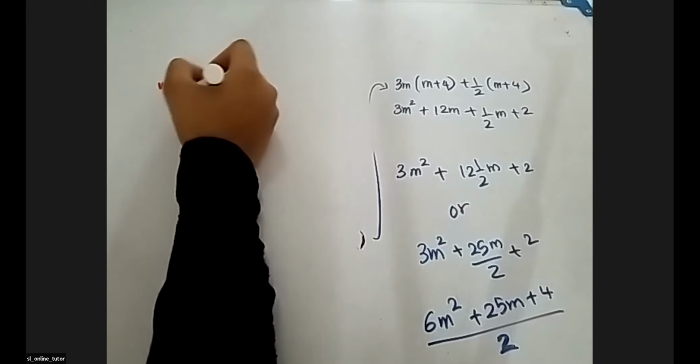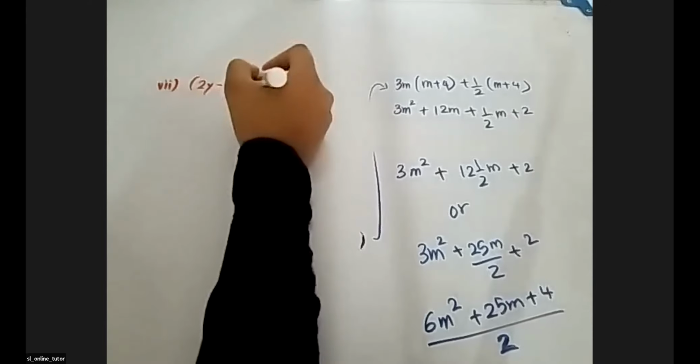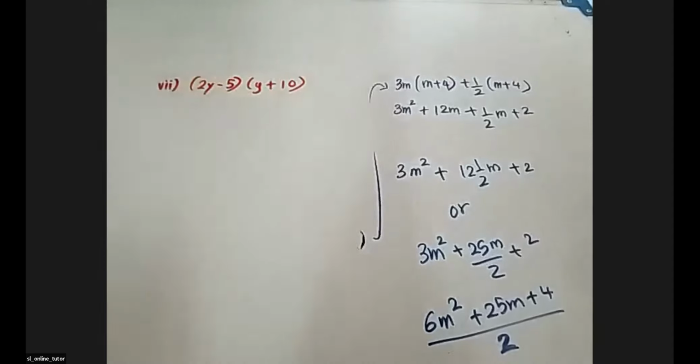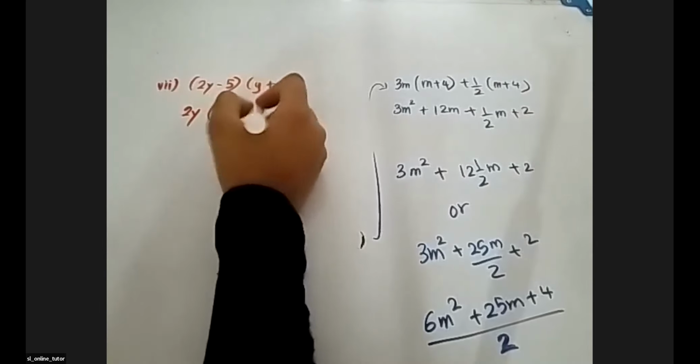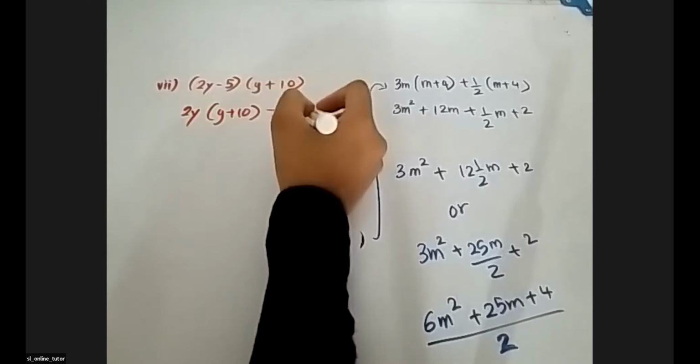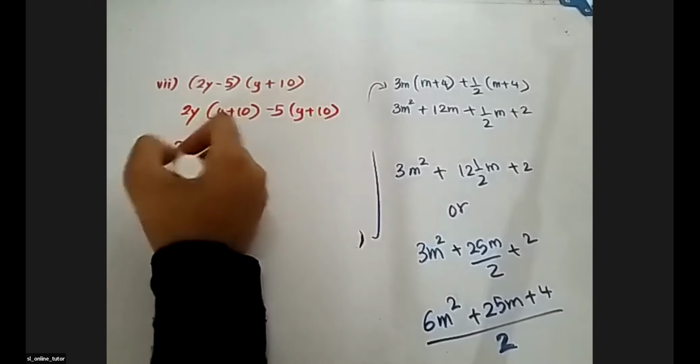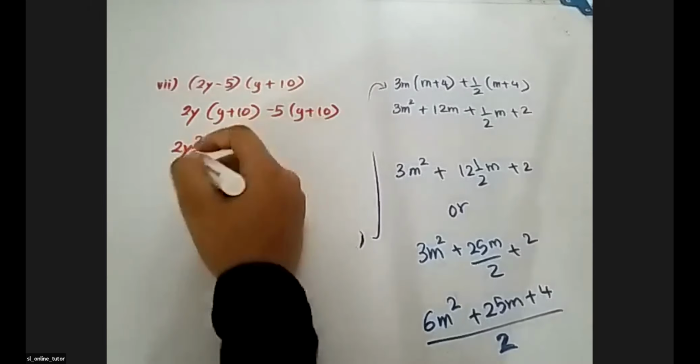Right. It says 2y minus 5, y plus 10. Rukaya, tell me what is your answer for this question? 2y squared plus 15y minus 50. Let's see whether she's correct. So 2y, y plus 10, minus 5, y plus 10. I'm going to take 2y squared. So it's correct. Her answer is correct in that part.